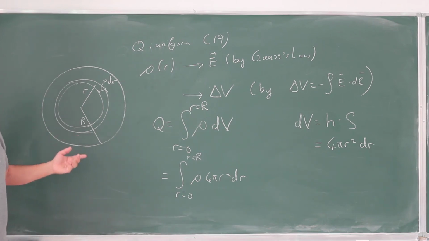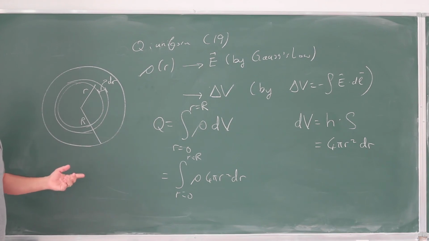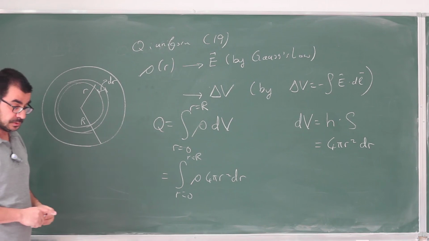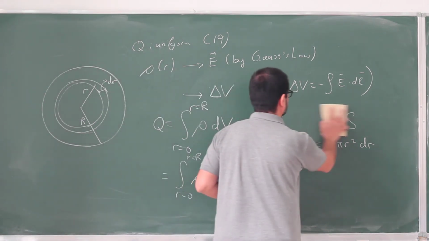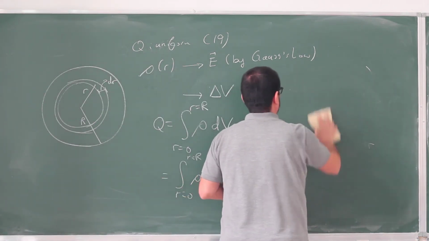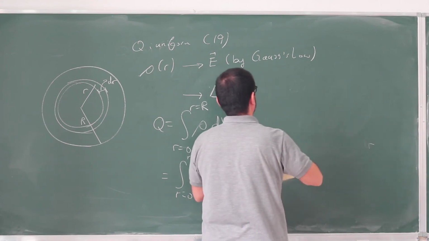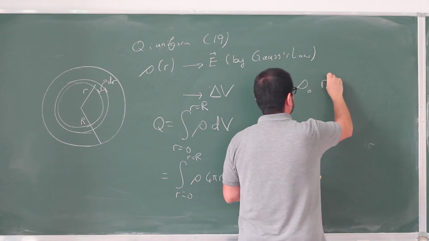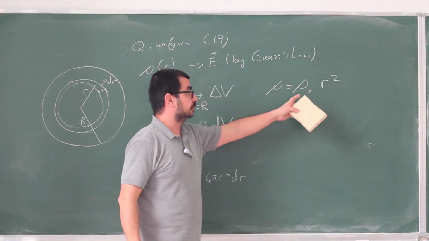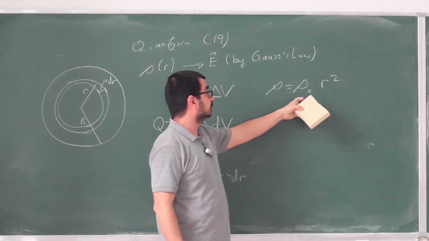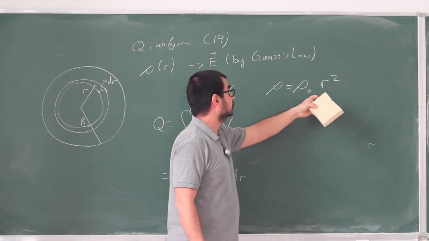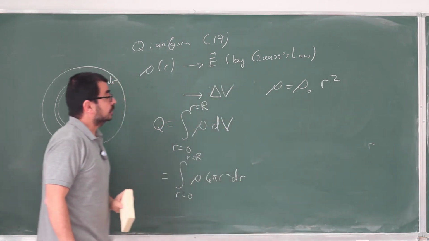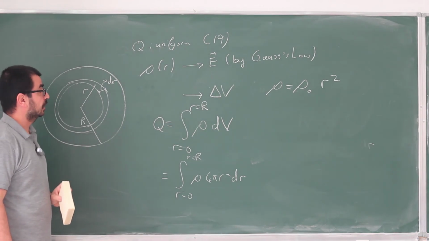They're saying repeat problem 19, assuming the charge density rho increases as the square of distance from the center of the sphere, and rho is 0 at the center. So we have a function, rho, that looks something like this: some value rho naught, proportional to r squared. So rho naught is some constant that we need to find. Well, we don't need to find it, but we are going to.